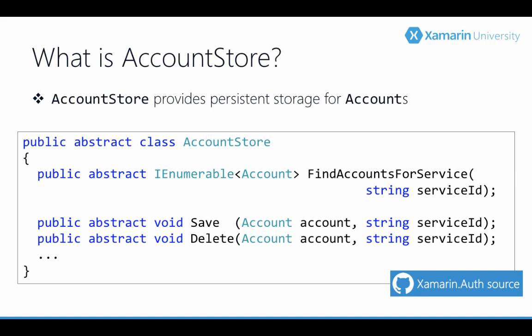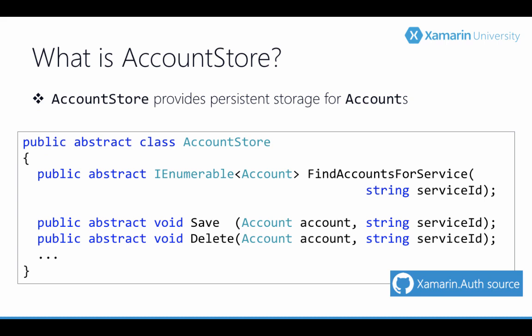And the account store class is responsible for storing account objects on the device. It provides a fairly standard set of operations for data storage, so it can find and save and delete objects. Now you see service ID used here on the slide, and we're going to talk about that in just a moment. But for now, notice how all of the operations work with account objects.